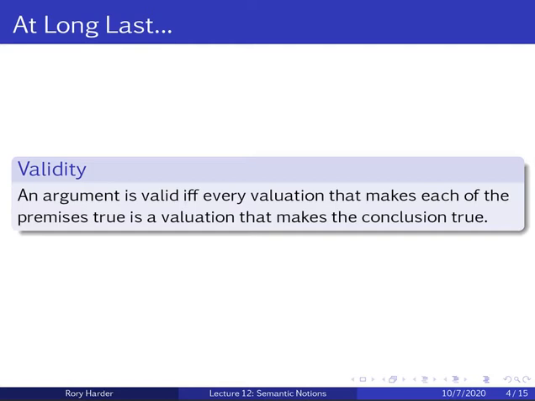So again, what this is saying is that a valid argument is one where every way of making all the premises true also makes the conclusion true. Or another way of putting that is that whenever the premises are true, the conclusion is as well. So again, on any assignment of truth values to the atomic sentences of an argument, whenever that assignment makes each of the premises true, we see that also the conclusion is true. And that's what it means for an argument to be valid.